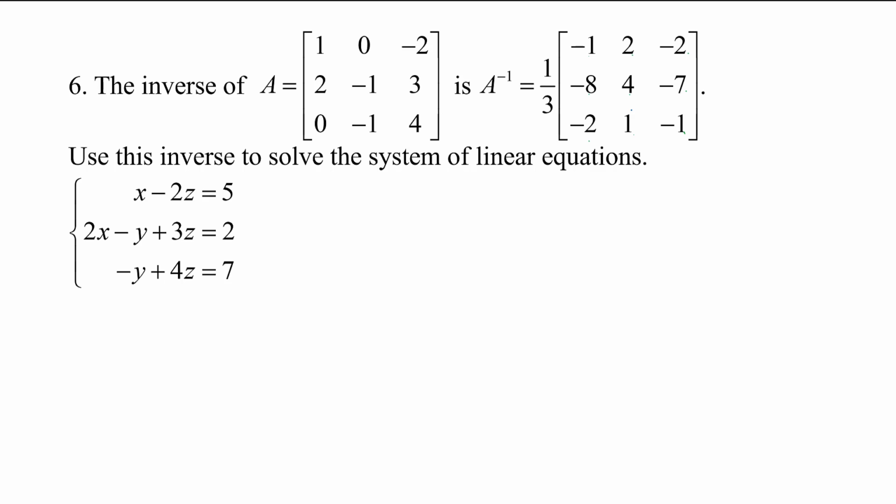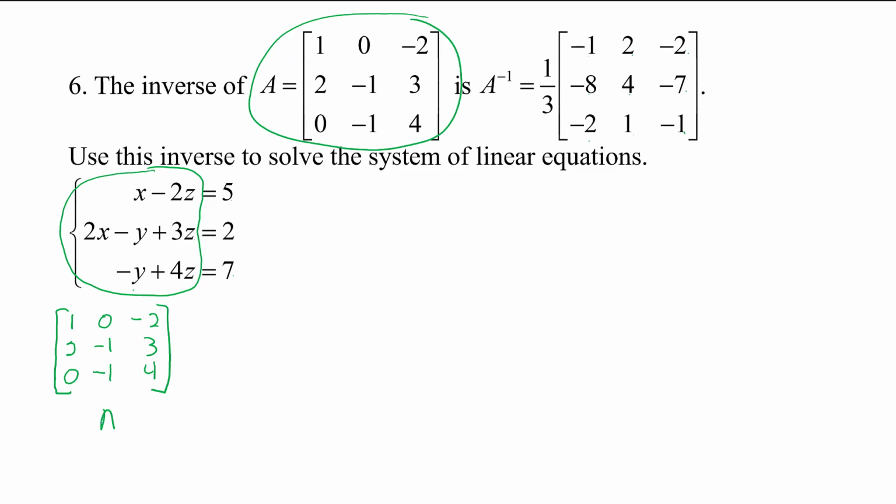And we're going to use this inverse that we're given to solve the system of linear equations: x minus 2z equals 5, 2x minus y plus 3z equals 2, negative y plus 4z equals 7. I'm going to start by writing the coefficient matrix that we get from the three equations here. In the first row we'd have 1 times x plus 0 times y minus 2 times z. The second row, we'd have 2 times x minus 1 times y plus 3 times z. The third row is 0x minus 1 times y plus 4 times z. And this coefficient matrix, notice, is the same as the matrix A that we're given here. So this is just our matrix A.